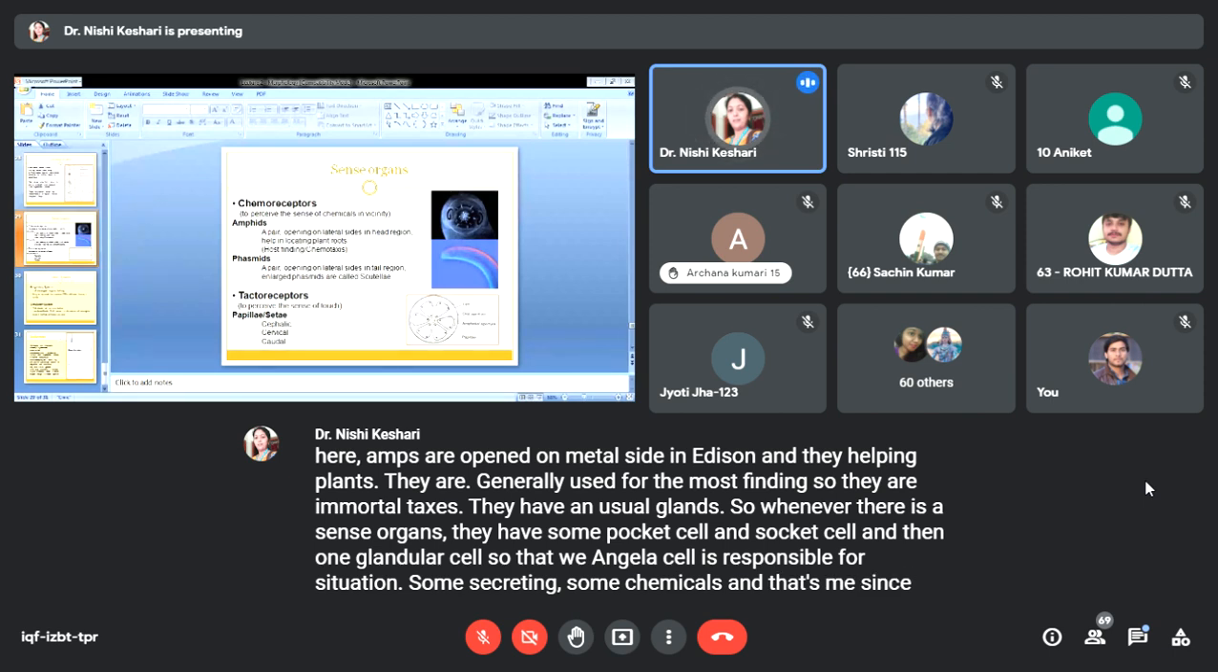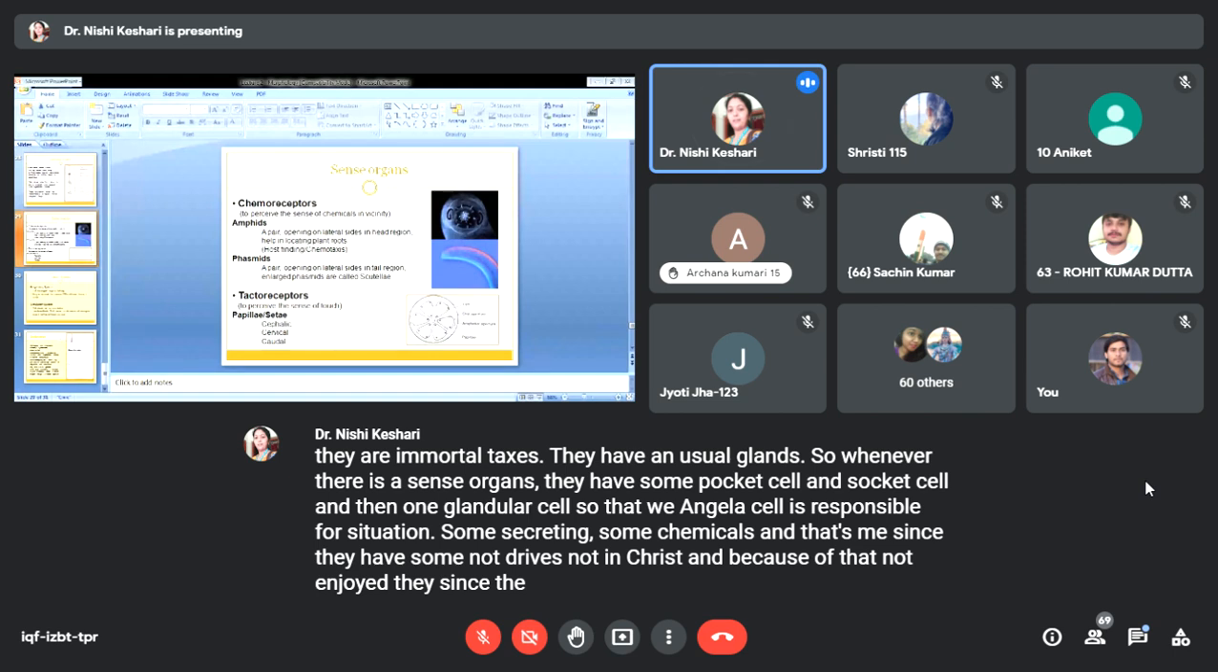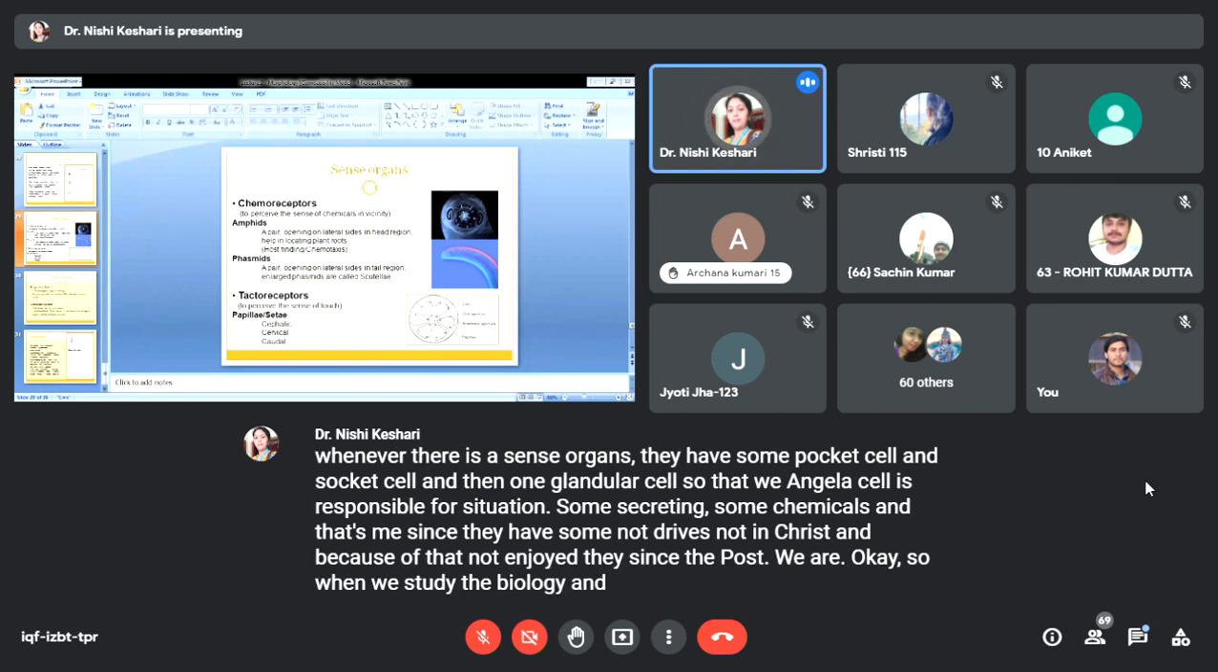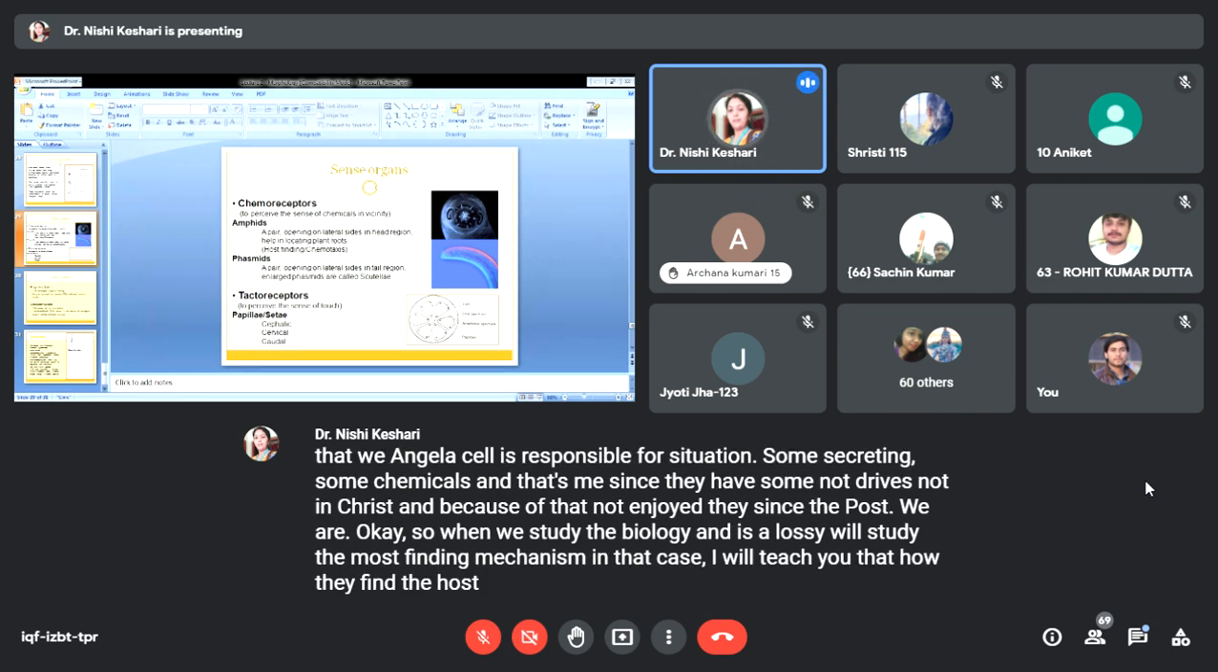They have some nerve dendrites, and because of that nerve dendrite, they sense the host nearby. Okay, so when we study the biology and physiology, we'll study the host finding mechanism. In that case, how they find the host and how they react.